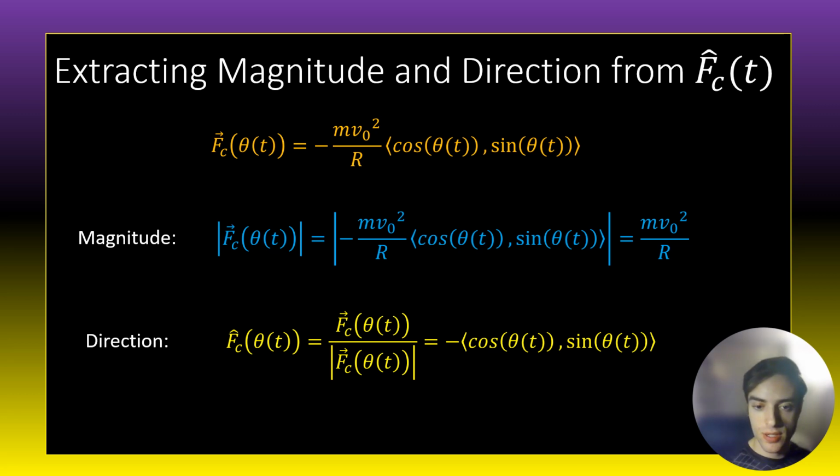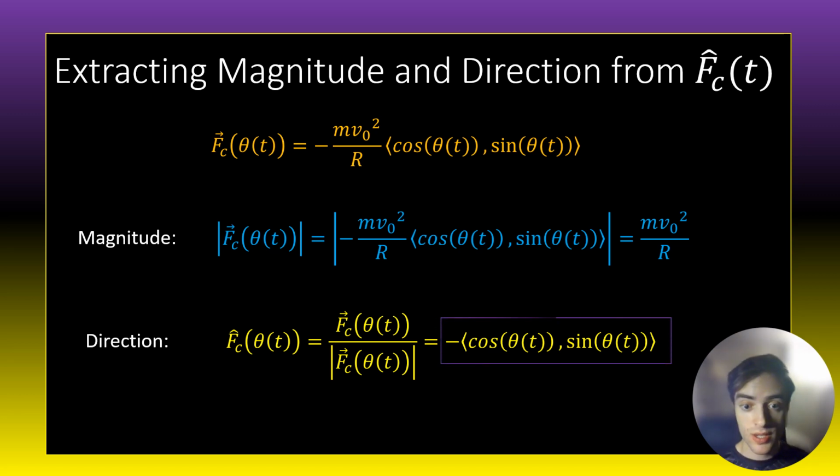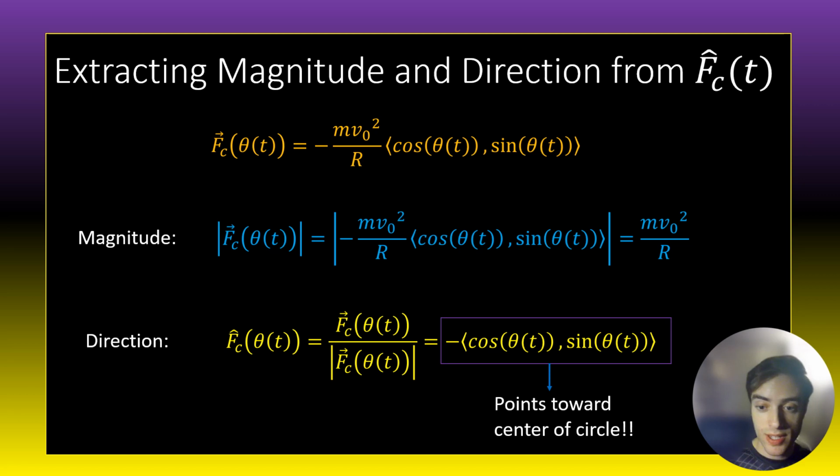And notice that without the negative sign, this would describe all points on a circle. So it would point towards some point on a circle, according to theta of t. But since we add in the negative sign, we have reversed the direction, and thus it will point toward the center of the circle instead.